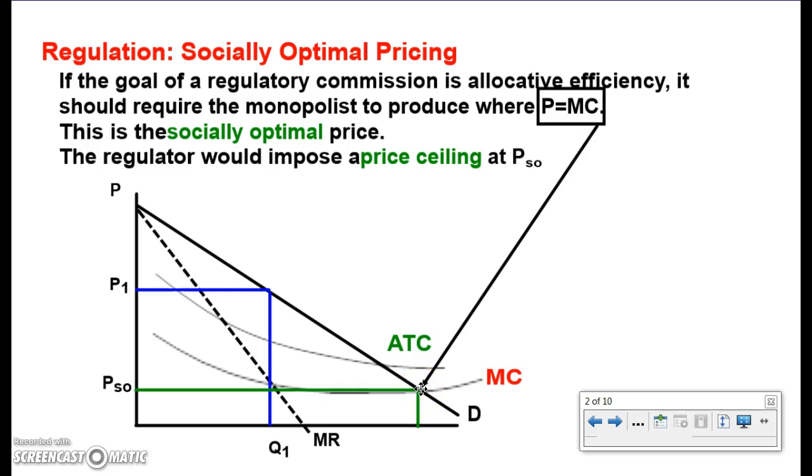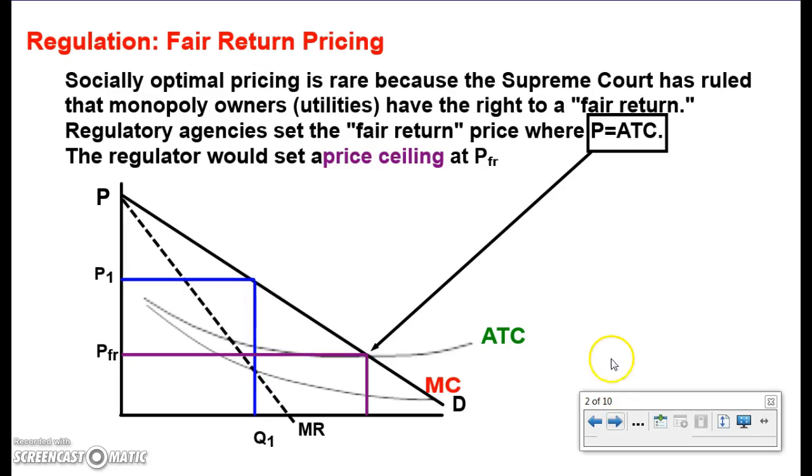But there's a problem you can see, right? And that is that this price at this level of output, and actually at any level of output, but certainly at this one, is actually below ATC. So if we did this, we would actually be forcing this monopolist to take a loss. And monopolists who've been regulated this way have actually sued the U.S. government and said, you can't force us to take a loss. You're denying us due process. You're denying us private property rights. And the Supreme Court agreed with them. So the regulatory commissions came up with a new way to ensure that monopoly owners actually get a fair return.